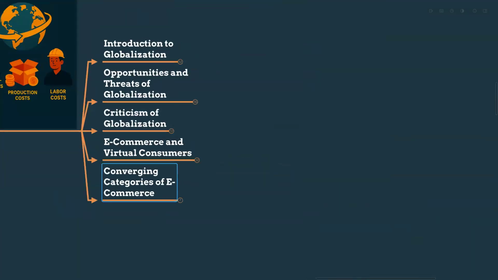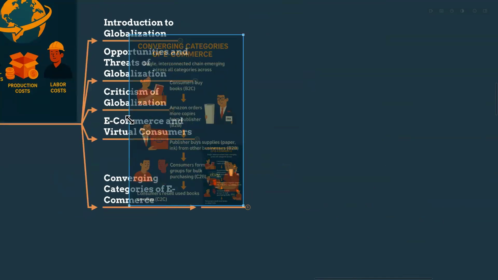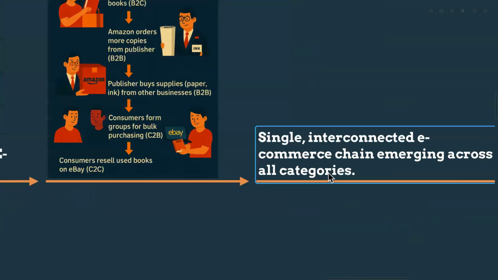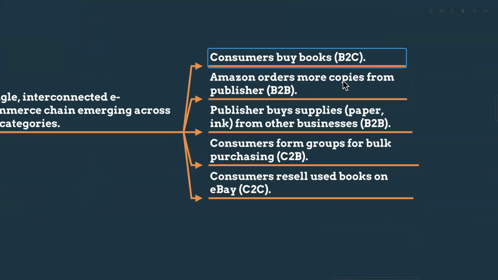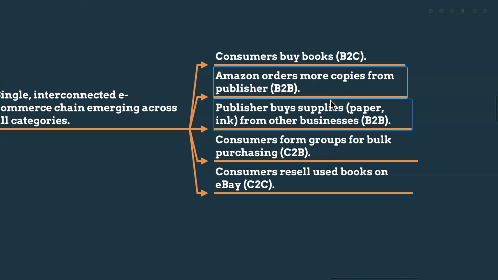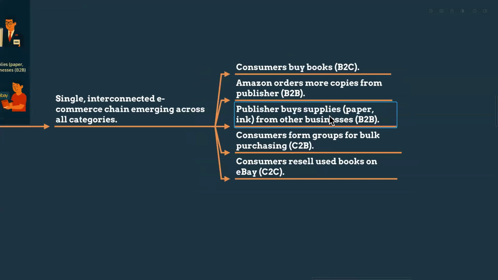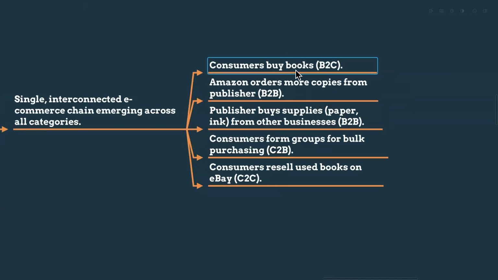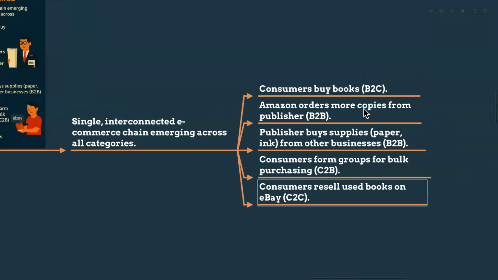And the converging categories of e-commerce, as we have mentioned here: a single interconnected e-commerce chain emerging across all categories. That is, consumers buy books, that is B2C. Amazon orders more copies from the publisher, that is B2B. The publisher buys from suppliers. It means it's interconnected. As a consumer, you buy books from Amazon. Amazon gets more copies from the publisher, that is B2B. The publishers buy supplies, paper and ink, from other businesses, that is B2B, right? And also consumers form groups for bulk purchasing. At the same time, consumers are reselling used books on eBay. So it is an interconnected model, my dears.